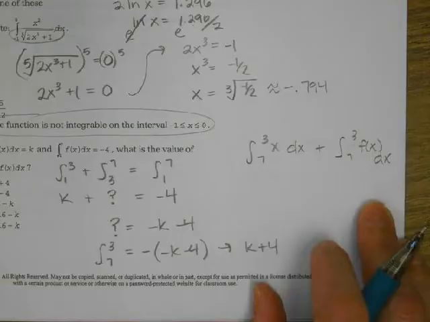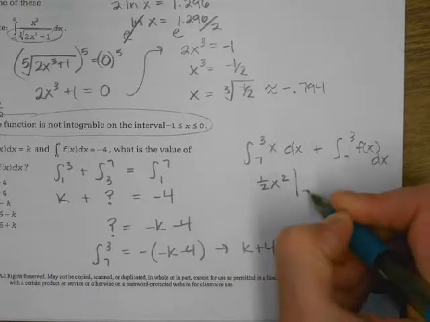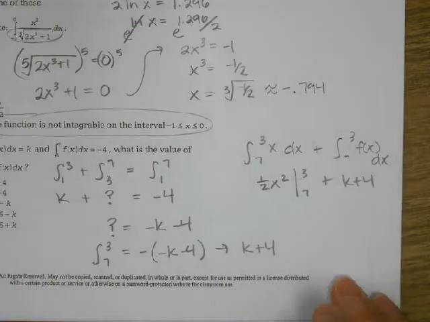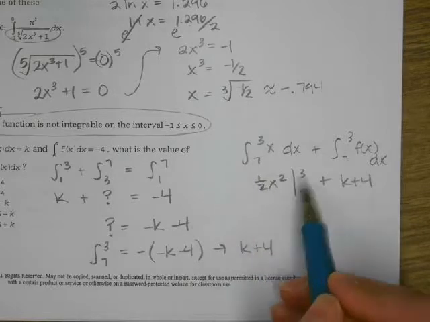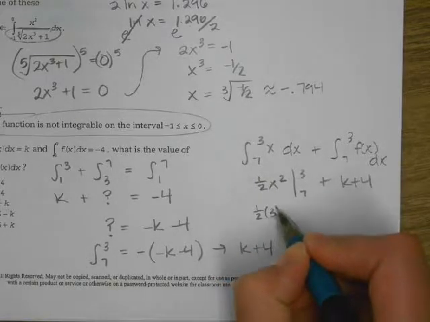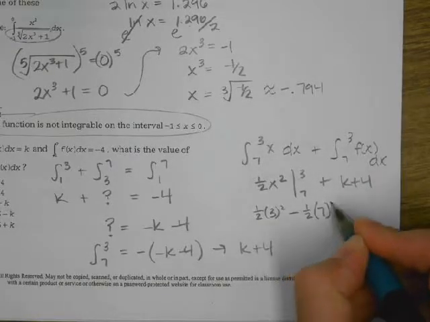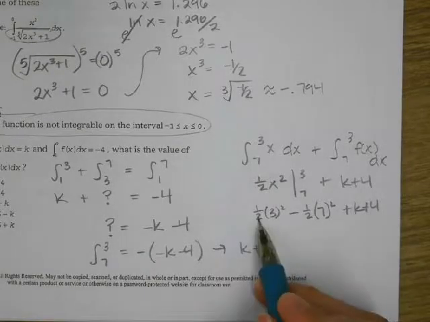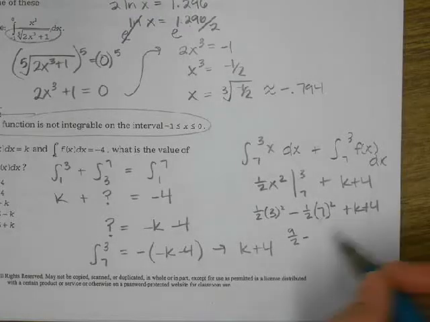Okay, so if I integrate this one, I get 1/2 x squared evaluated, plus, and then I already know that this one is k plus 4. So now I can go ahead and evaluate this. I've got 1/2 times 3 squared minus 1/2 times 7 squared, and I know I'm going to be adding it to that. So 1/2 times 3 squared is 9/2. 7 squared is 49, so minus 49/2.